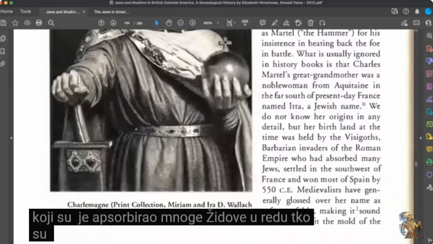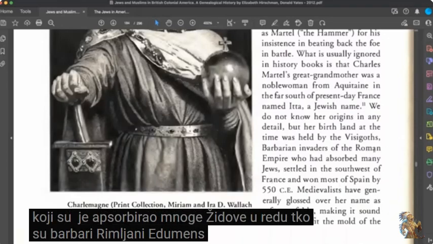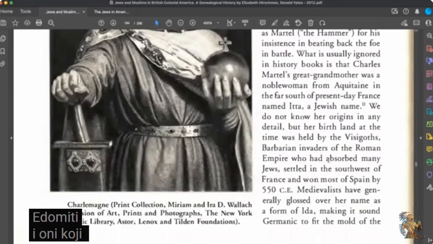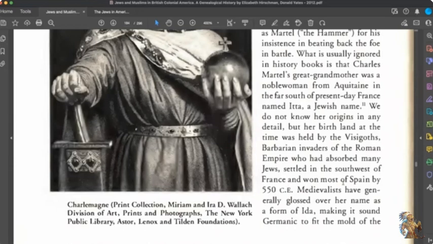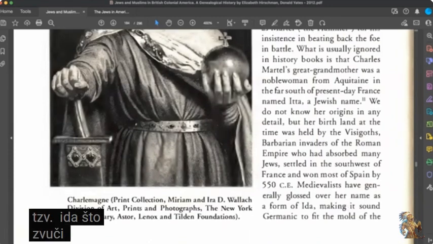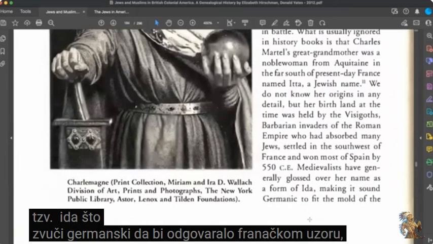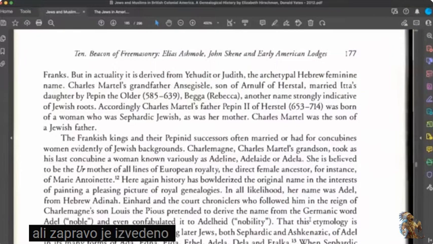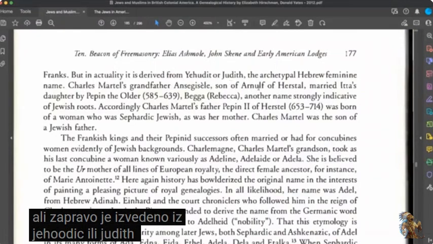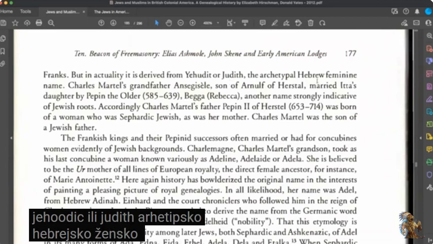All right, who were the barbarians? The Romans, Idumeans, Edomites, and they what? Absorbed many Jews, so-called Jews, Hebrews, settled in the southwest of France and won most of Spain by 500 AD, 550. Medievalists have generally glossed over her name as a form of Ida, making it sound Germanic to fit the mold of the Franks, but in actuality it is derived from Jehudic or Judith, the archetypical Hebrew feminine name.